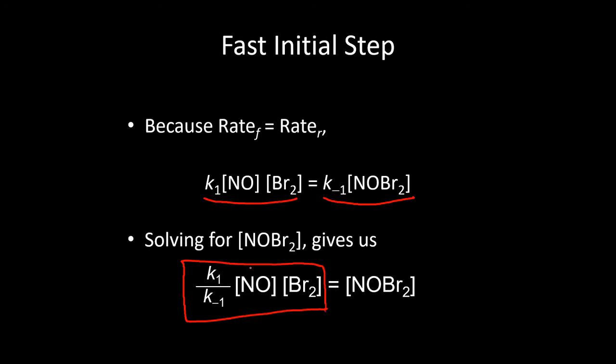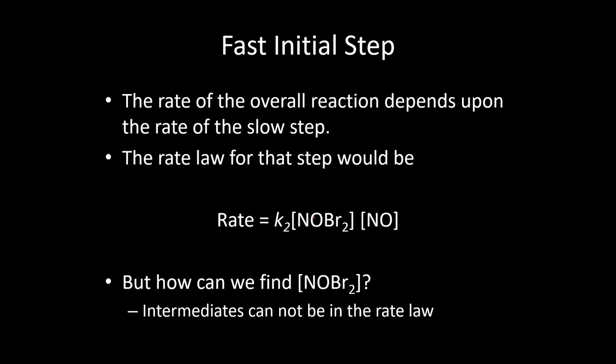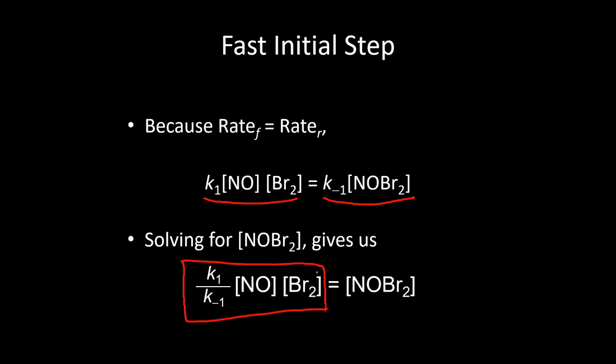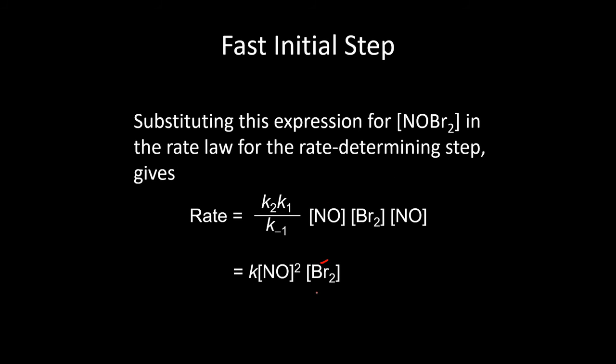And so this we can plug in to this. So we're just going to take this concentration of the intermediate and insert this for it. And if we do that, we get this. And so because we have three different constants here, we're just going to combine those all into one constant. And we have 2 NOs and Br2.